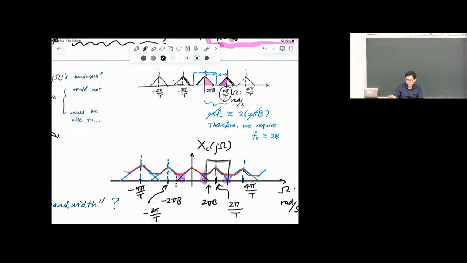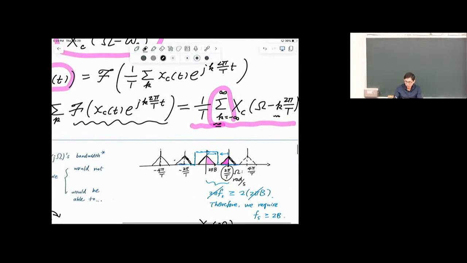And this is all this useful equation is telling us. This equation tells us a lot. It tells us after sampling, we have multiple copies of the spectrum, and they might overlap in the frequency domain if the sampling frequency is not higher than 2B. So far so good. Is that clear? So what do we do? In the end, we require that we always sample fast enough. That's kind of a simple answer, right?